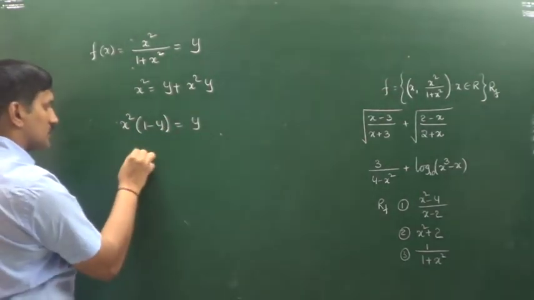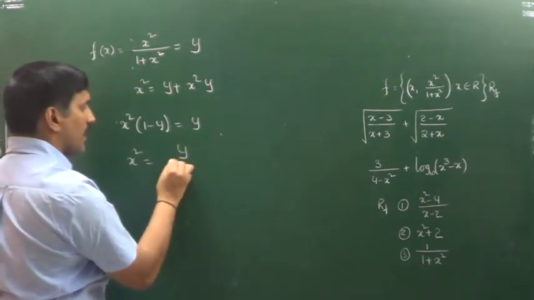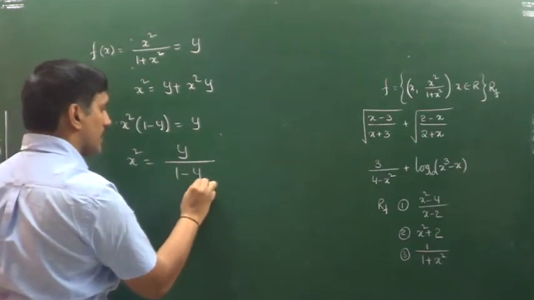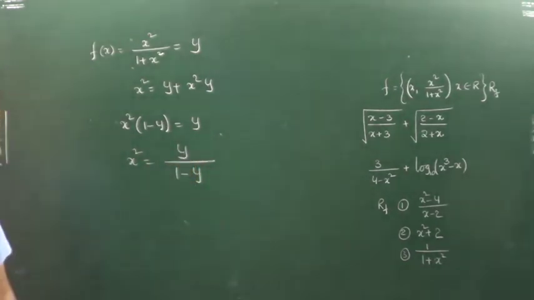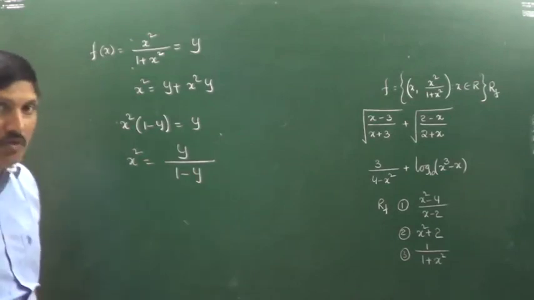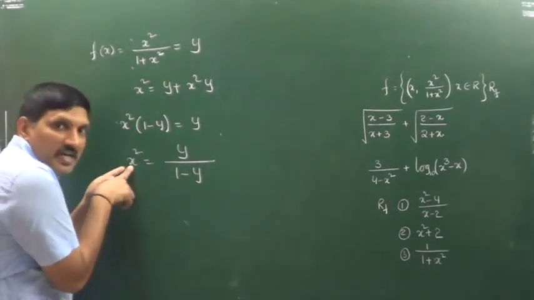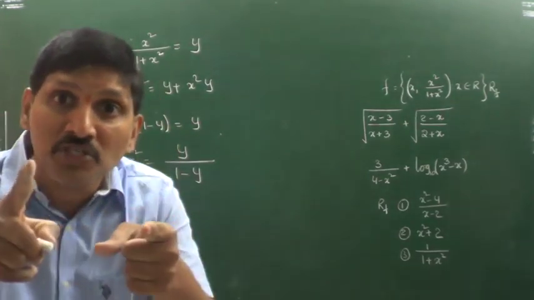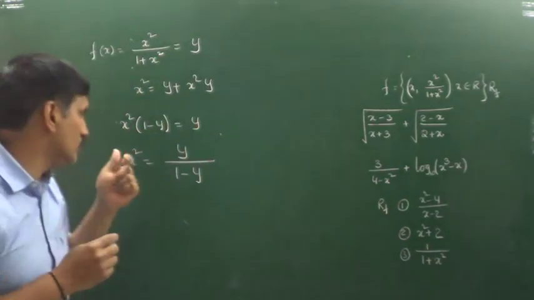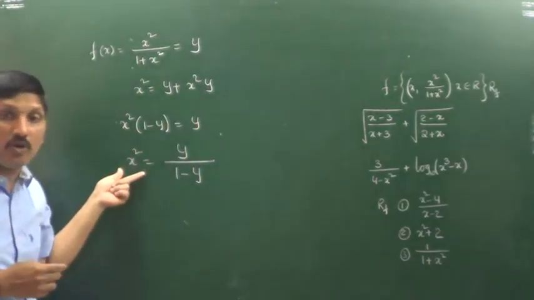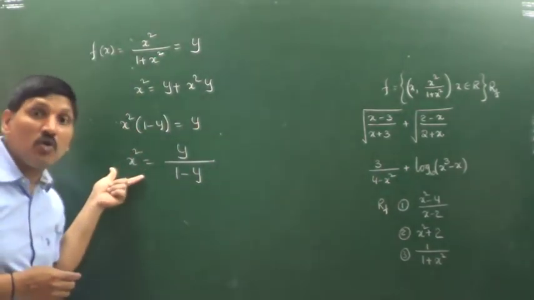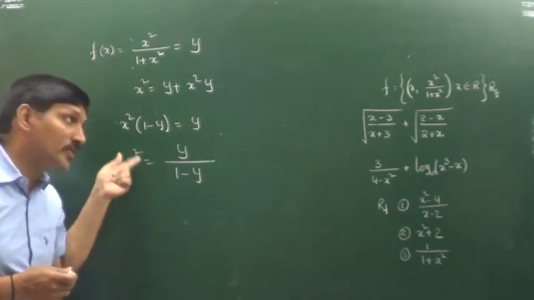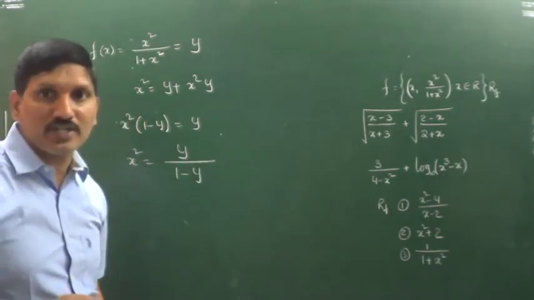Then what will we get? x square is equal to y divided by 1 minus y. What condition do we have to apply? This x square, left hand side is positive, and the y values we have to find out. Range means the values of y we have to find out. x square is always greater than or equal to 0, which means the right hand side is also greater than or equal to 0.